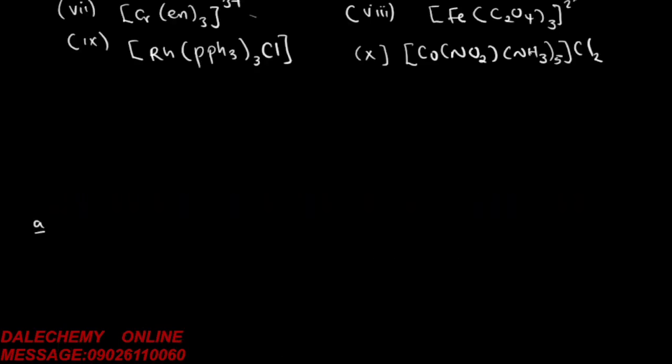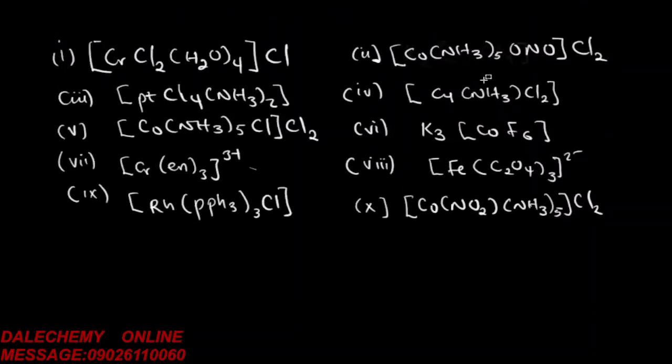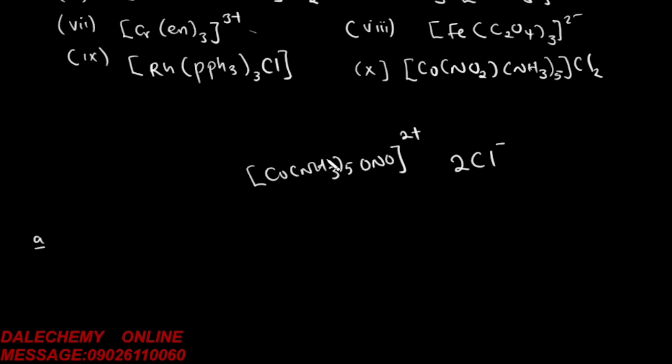Now for the next example, we have this. To name this, it's still the same thing. We're having chlorine here, so you just have 2 Cl minus, and the other one will be positive like that. So we're now having [Co(NH3)5(ONO)]2+. To name this compound, you have to name the positive end before the negative end.